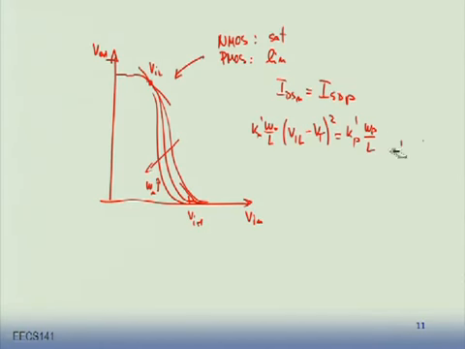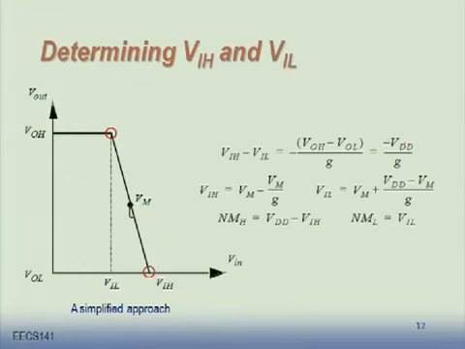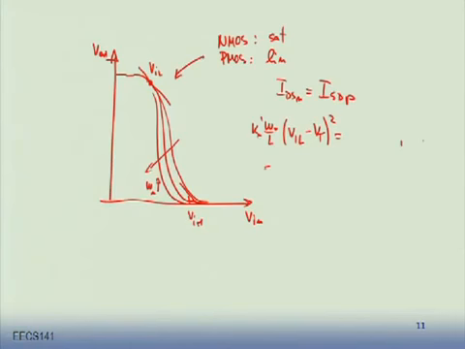I need to move this to another row. Minus VIL minus VT. And what's happening to VDS? VDS is equal to VDD minus V out.